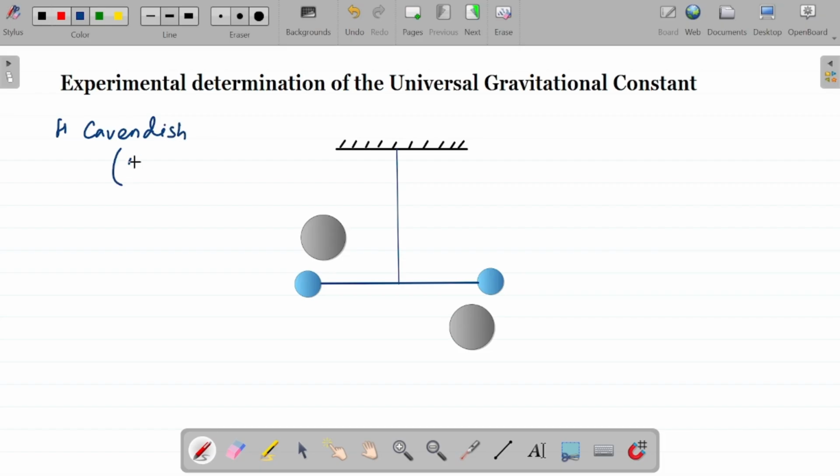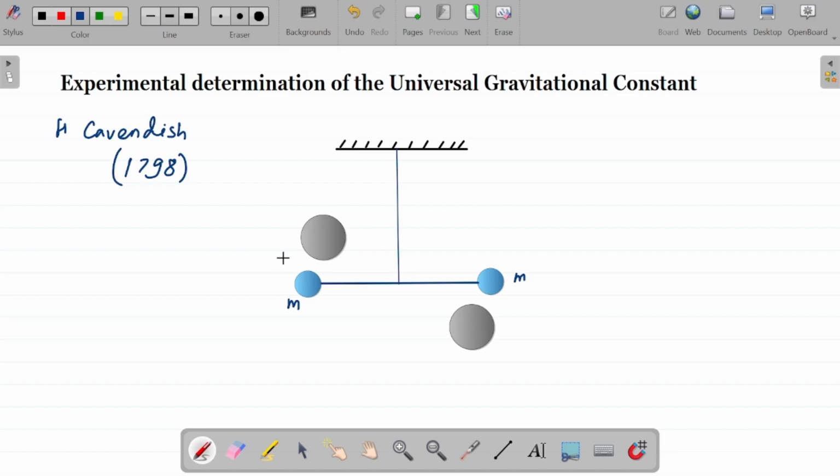In 1798, yes, correct. So this is the setup. What is happening here? So one thing, this is a rigid support, and this is a fine wire, and this is a rod, and the two ends of this rod are connected with two spheres. Let's say this is sphere 1, and the mass of these two spheres is indicated by a small m. So this is sphere 1 and this is sphere 2.